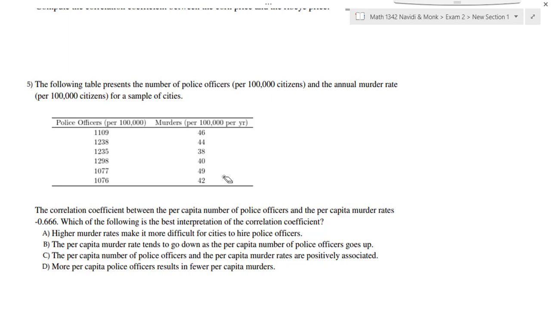First of all, that correlation coefficient is negative. What does that indicate? It means that it's going down. With a negative correlation coefficient, it means you have a decreasing linear relationship. So how would we express that?